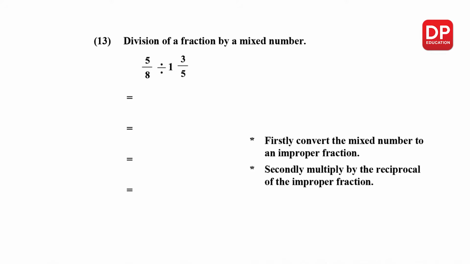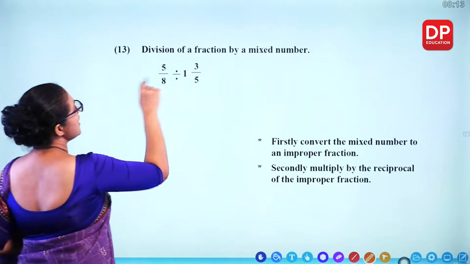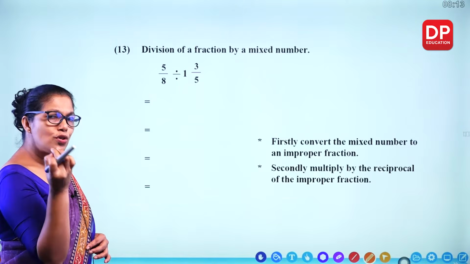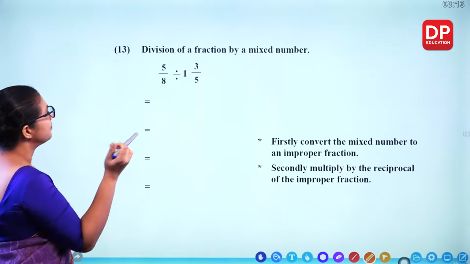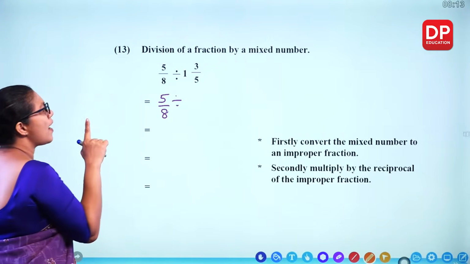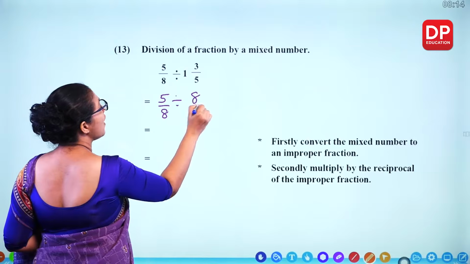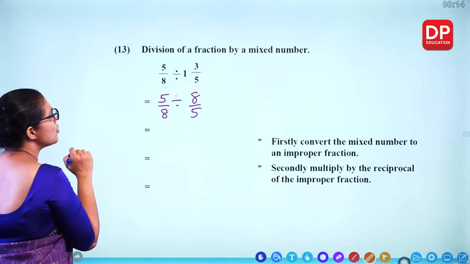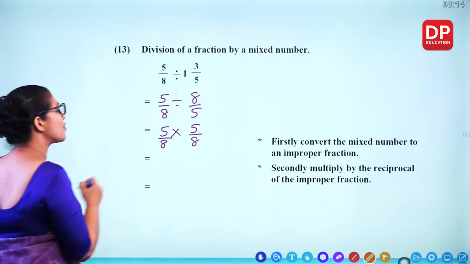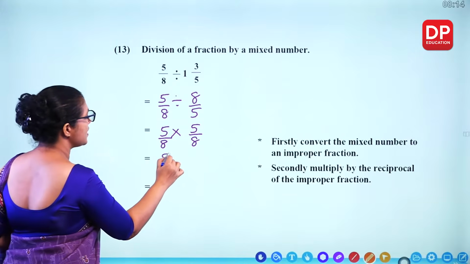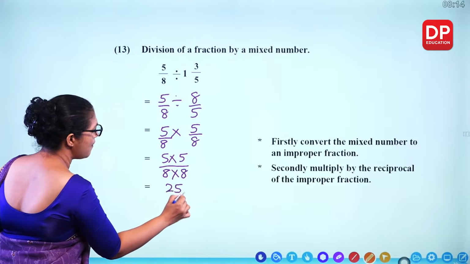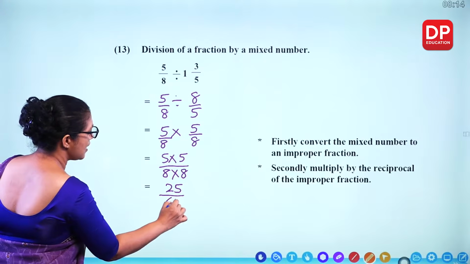Division of a fraction by a mixed number. Now take this one. So what's the first step? When you get a mixed number, convert to improper fractions. So 5 over 8 divided by 5 times 1, 5. 5 plus 3, 8 over 5. Now what you do? Convert to multiplication by taking the reciprocal. Now multiply the numerator separately and the denominator separately. So you get 25 over 64.